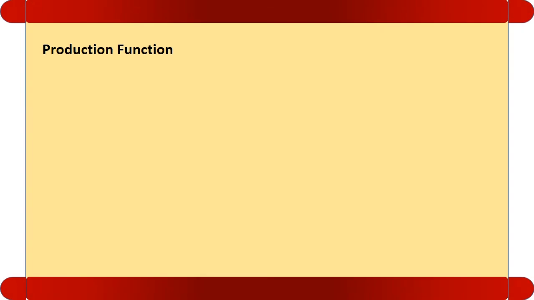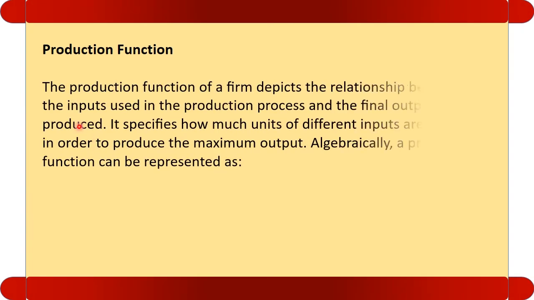Let us discuss the production function. Listen, production function means what? It means a functional relationship between input and output is called production function. Let us see what is written over here. The production function of a firm depicts the relationship between the input used in the production process and the final output produced. It specifies how many units of different inputs are needed in order to produce the maximum output.